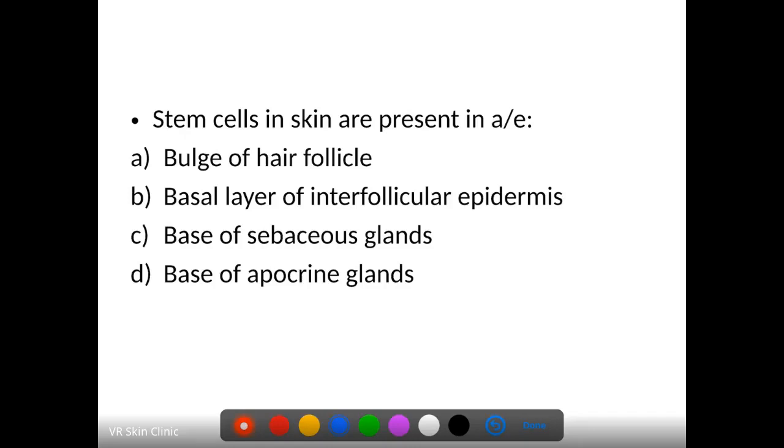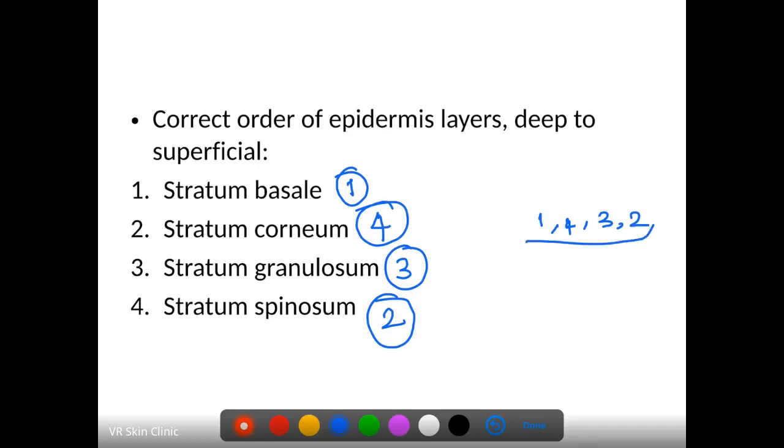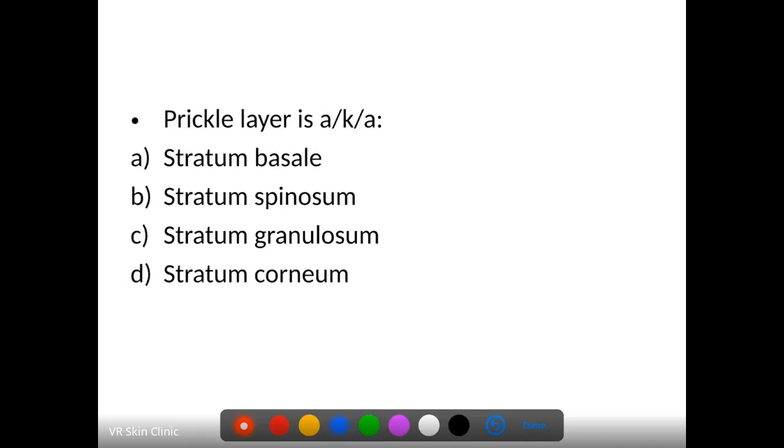Correct order of the epidermis layers from deep to superficial. Okay, deep to superficial. That is the basal layer, the first layer. Stratum spinosum will be second, granulosum will be third, and the corneum will be the uppermost layer. So the order will be option 1, option 4, option 3, and option 2. This is the right answer. Prickle cell layer: prick, there's something to prick. They have spines. So stratum spinosum.